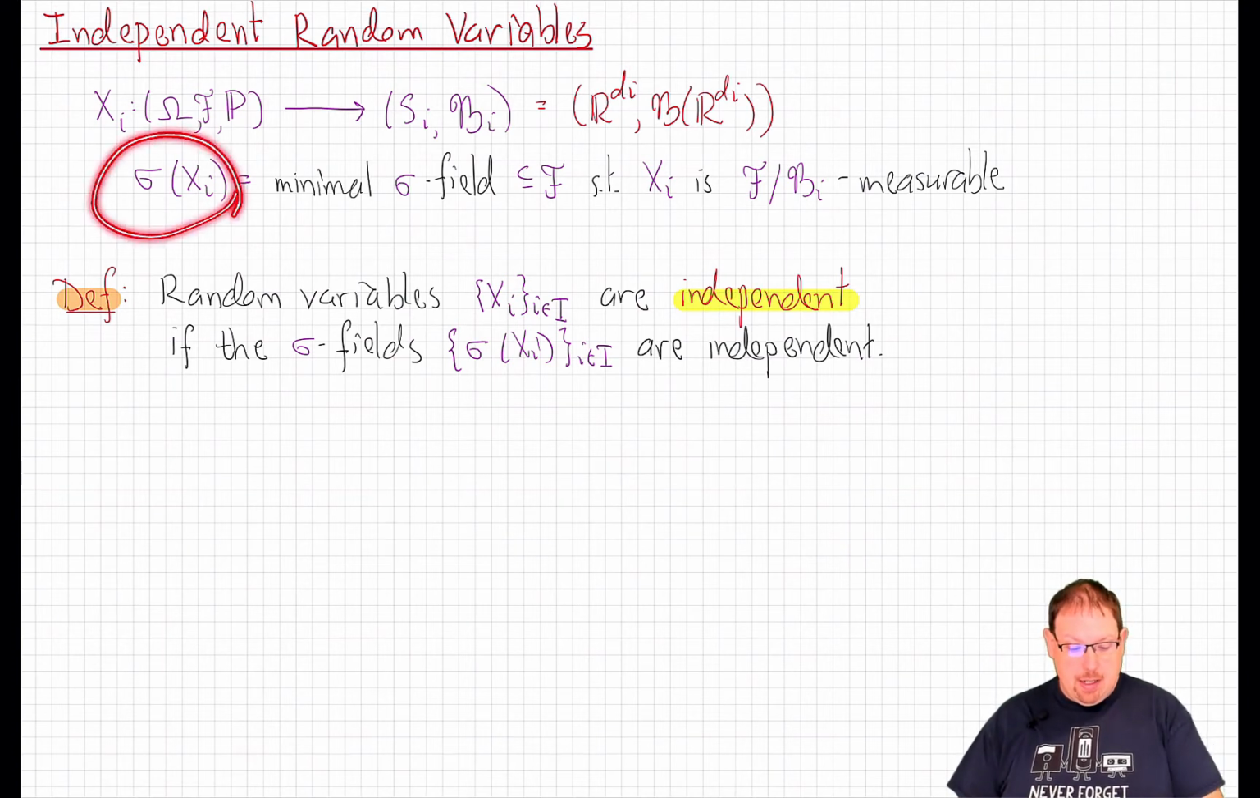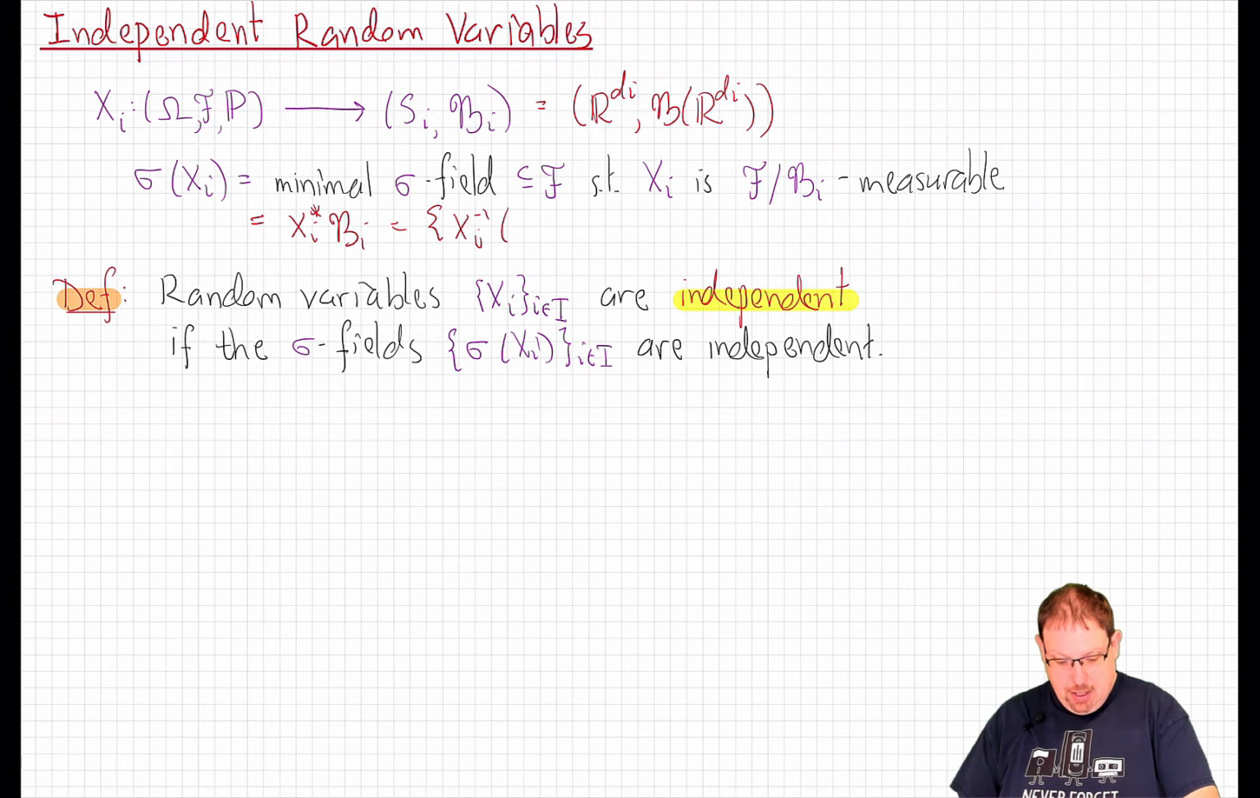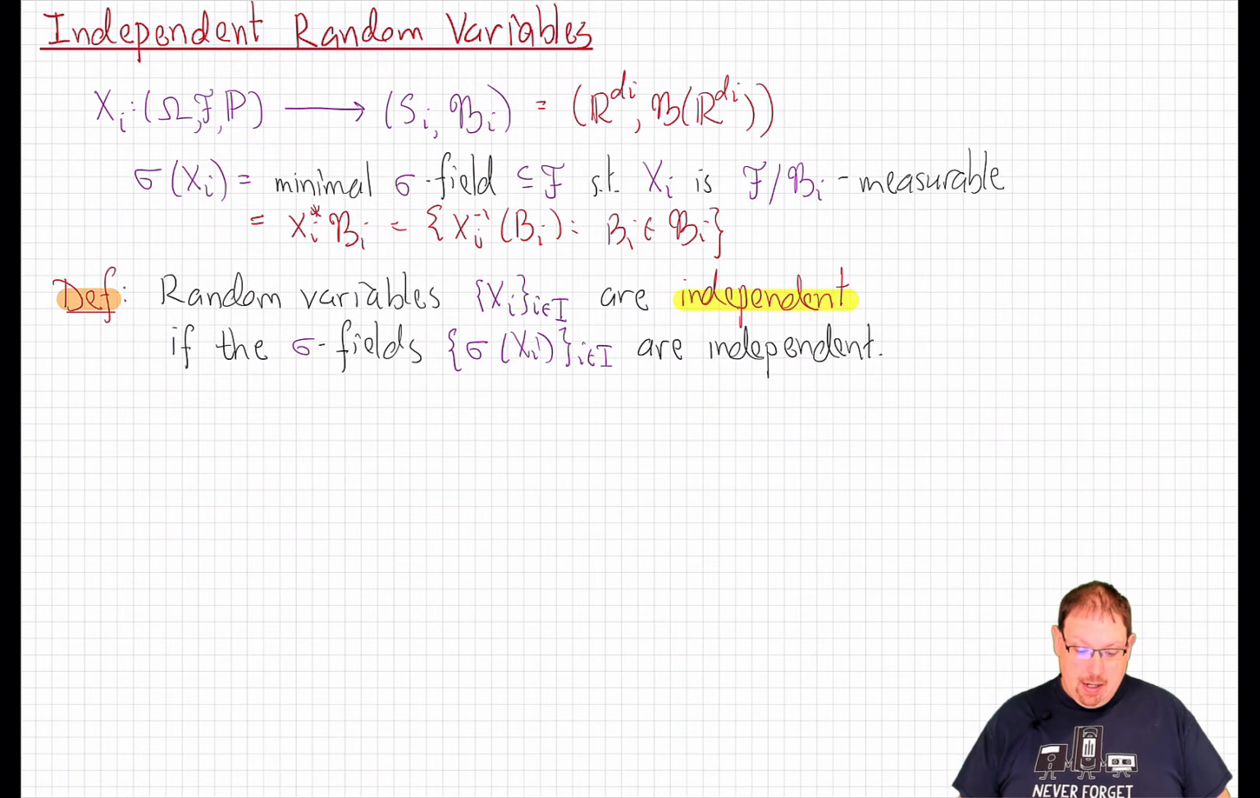Remember that sigma of Xi denotes the smallest sigma subfield of F with respect to which Xi is sigma of Xi, Bi measurable. And of course we have a description of that. It's just the pullback by Xi of the sigma field Bi, meaning it is the set of all preimages under Xi of sets Bi, where Bi ranges through the sigma field script Bi. Now we define a collection of random variables like this Xi to be independent if their sigma fields are independent, in the sense that we defined in the last lecture. That's what it means for random variables to be independent.